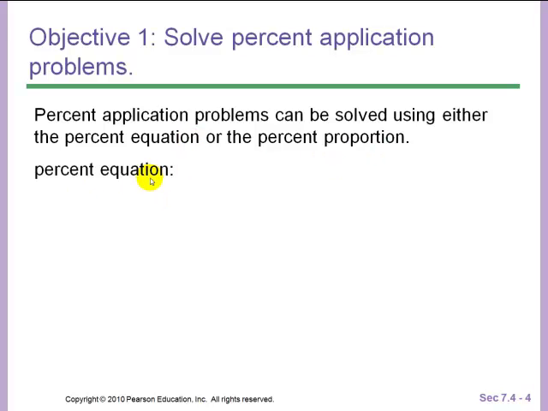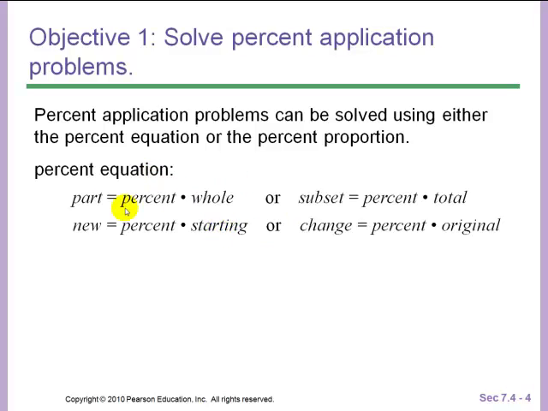The percent equation. Depending on the circumstance, you should think of it in one of the following ways. Part equals percent times whole. This is what we've been working with so far. However, for some word problems, it might make more sense to think of it as the new thing is a percent of the starting thing, or the change is the percent of the original, or some subset is the percent of the total. Use whatever scenario makes the most sense for this situation.